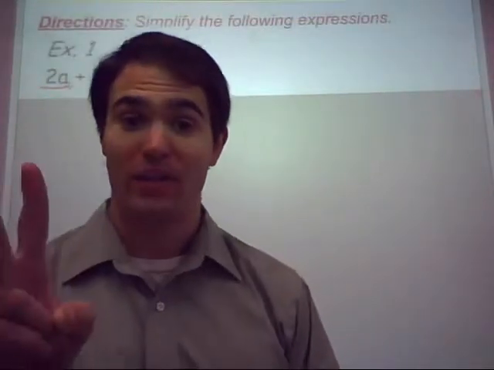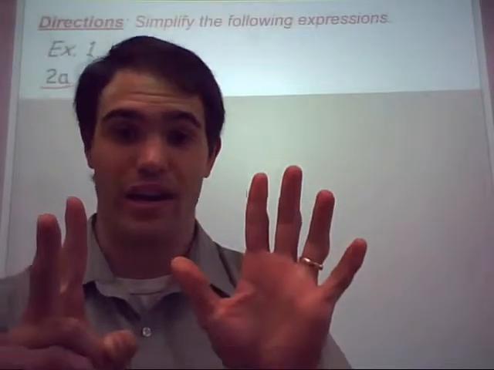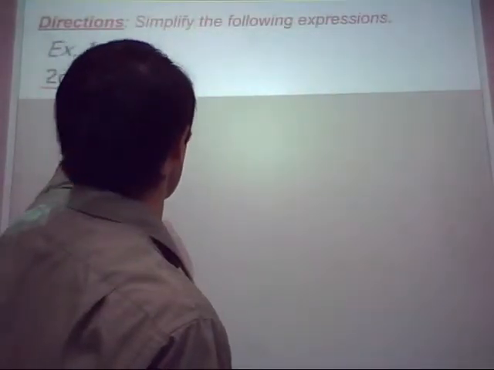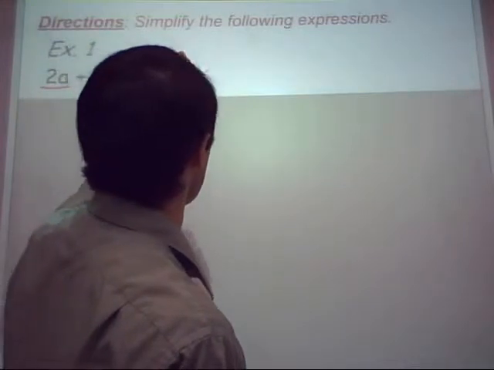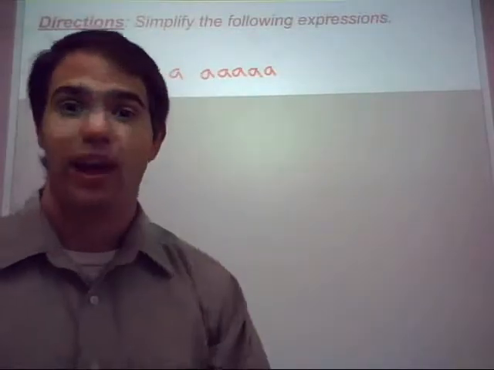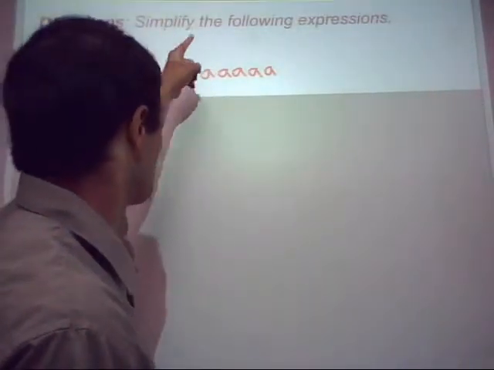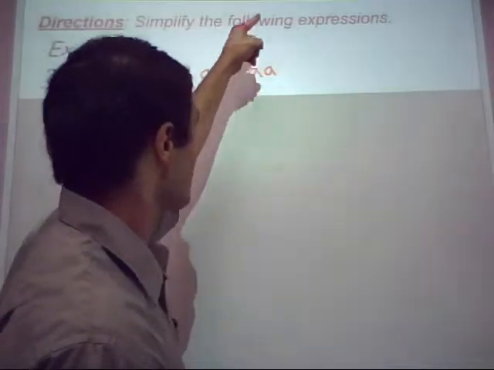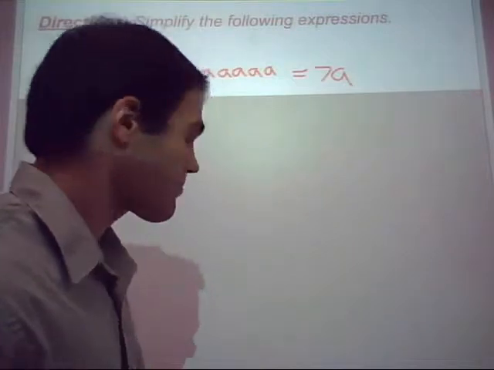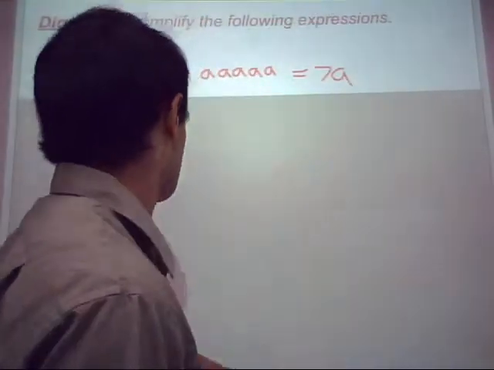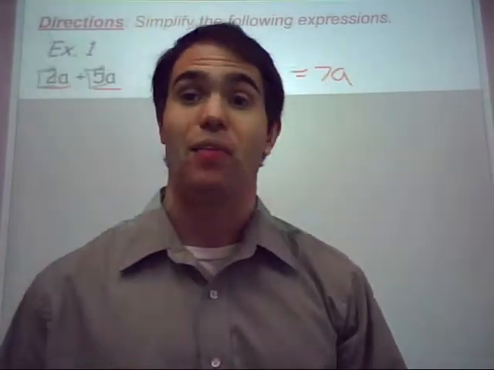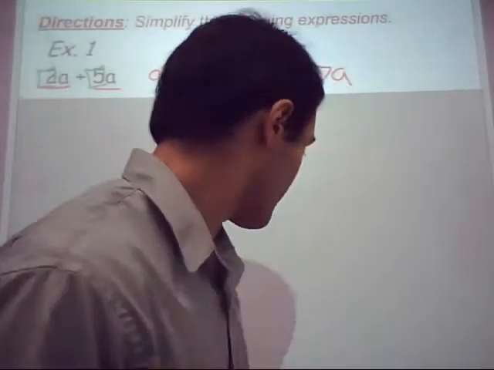So if I have 2 a's and I add 5 more a's, how many a's total do I have? I've got 2 a's and I add in 5 more a's. So altogether, how many a's do I have? 1, 2, 3, 4, 5, 6, 7a. Hopefully you've noticed all we really needed to do was add the number in front of a. And that tells us how much a we have.